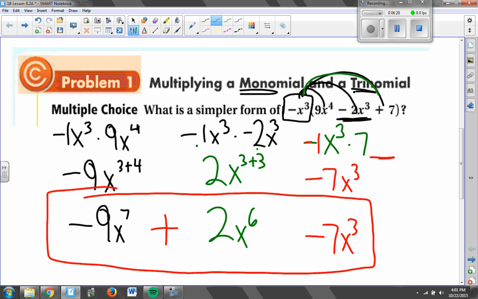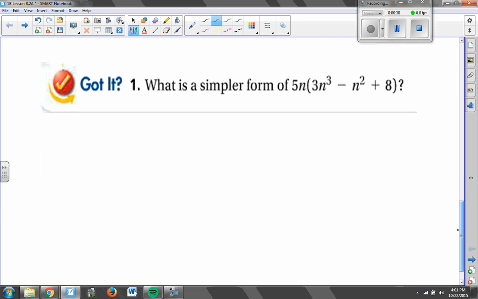All right? Your job, and your only job, is to complete this problem. Check it, got it, number 1, on the bottom of page 492. It says, what is the simpler form of 5n times parentheses 3n to the third minus n squared plus 8? Go ahead and solve that one through the distributive property. Simplify that expression down so that there are no more parentheses. Using your exponent rules, please. And once you've got that done, you are ready for your practice problem set.